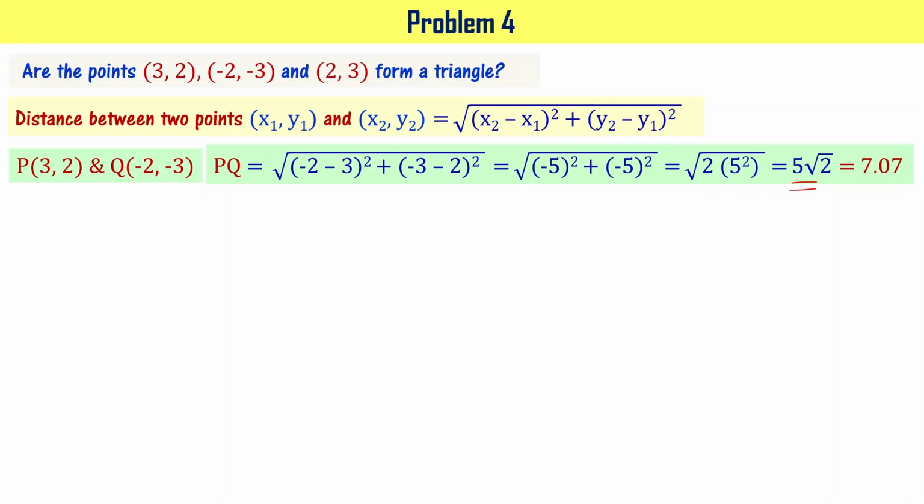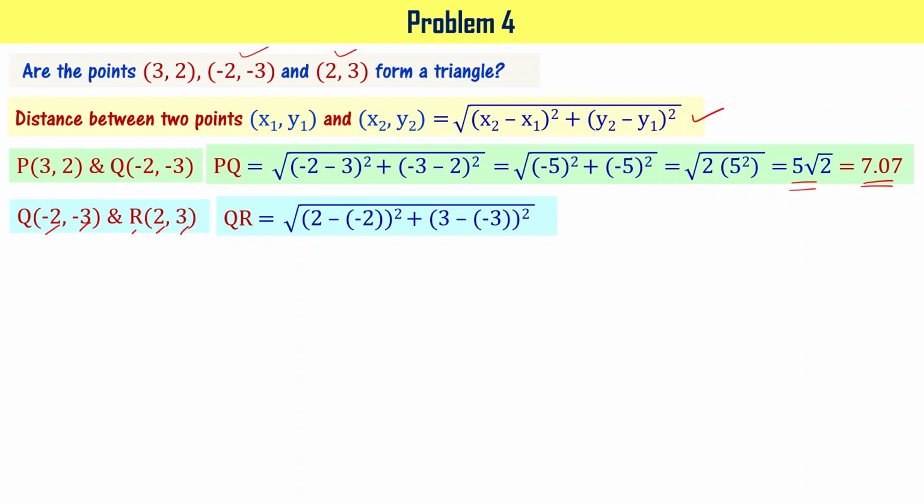I'm further simplifying it and writing it as 7.07. Okay. Now let's take another pair, that is Q and R. Here, if you observe, this is x1, this is y1, this is x2, this is y2. When you substitute these values into this particular formula, what you get is QR equal to square root of 52. That when you simplify, you get answer 7.21.